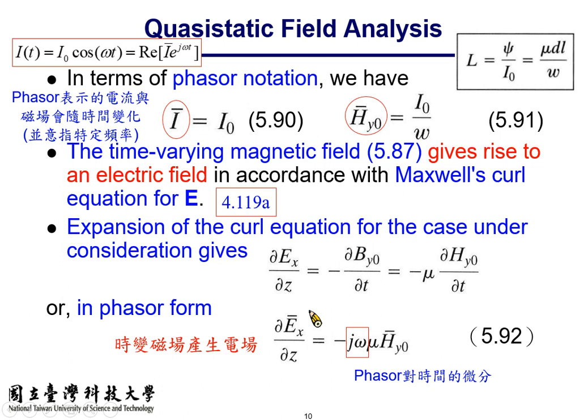All right, so what does that mean? What is the physical interpretation of this derivative, del Ex over del z? Under what condition can this be a non-zero value?